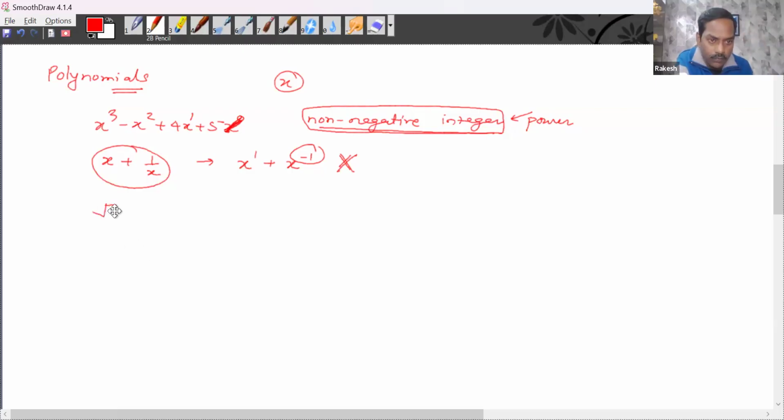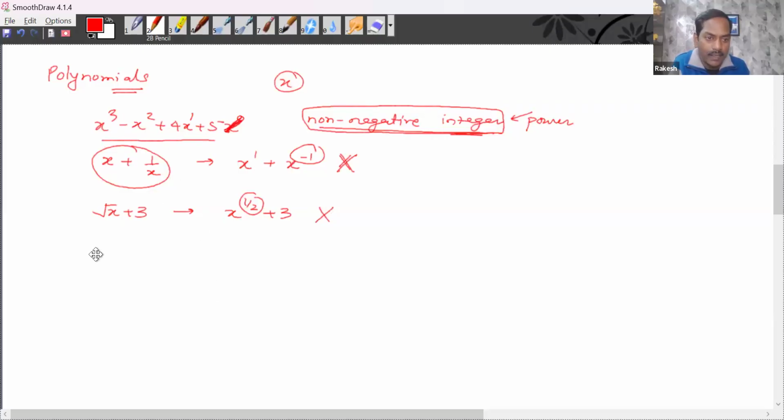Similarly, under root of x plus 3. This is also not a polynomial. Why? Because this can be written as x to the power 1 by 2 plus 3. Again, the power is not an integer. It's a fraction. So obviously, this is again not a polynomial. I hope you have understood what a polynomial is now, right? If the polynomial has different powers, what does it mean? Or what do we call it? Can we categorize it? For example, let us take this only.